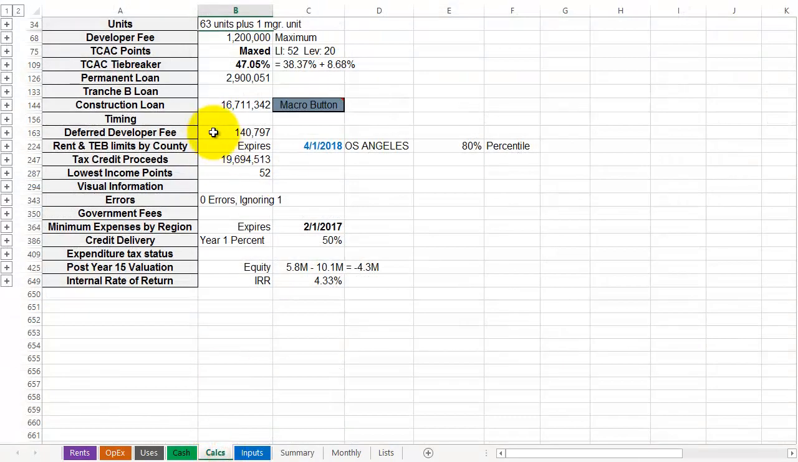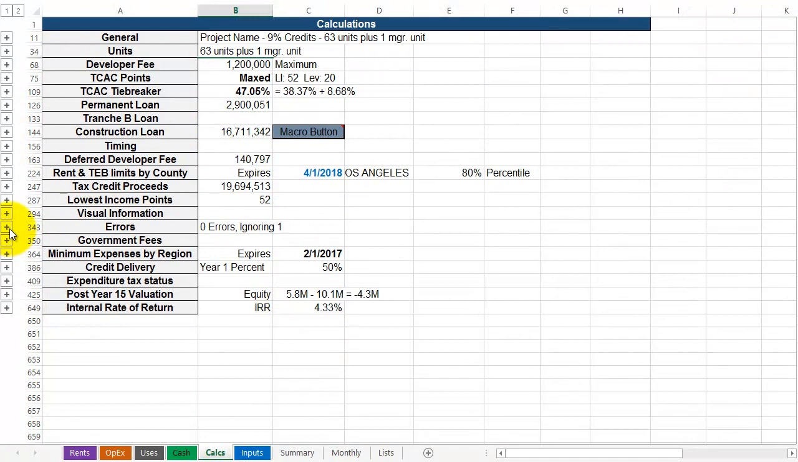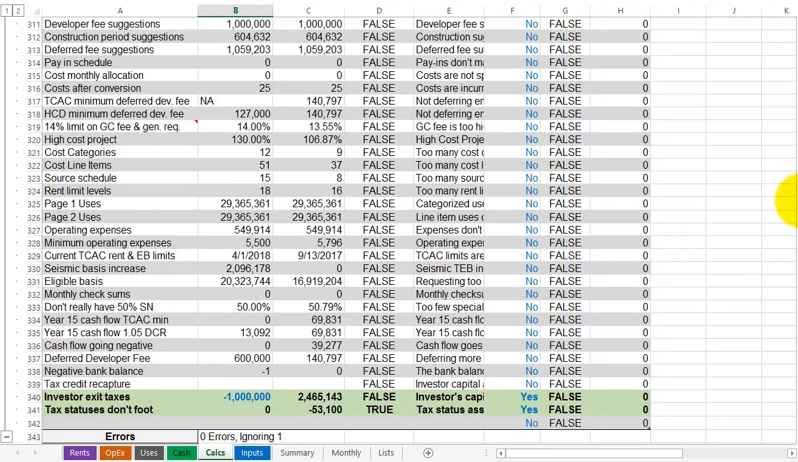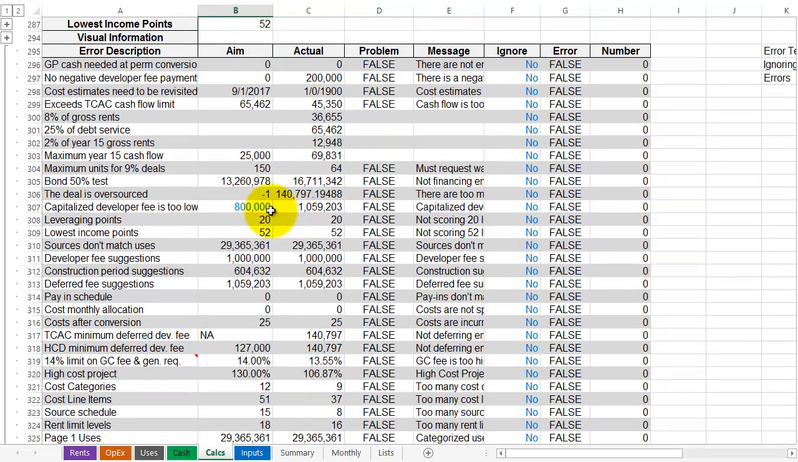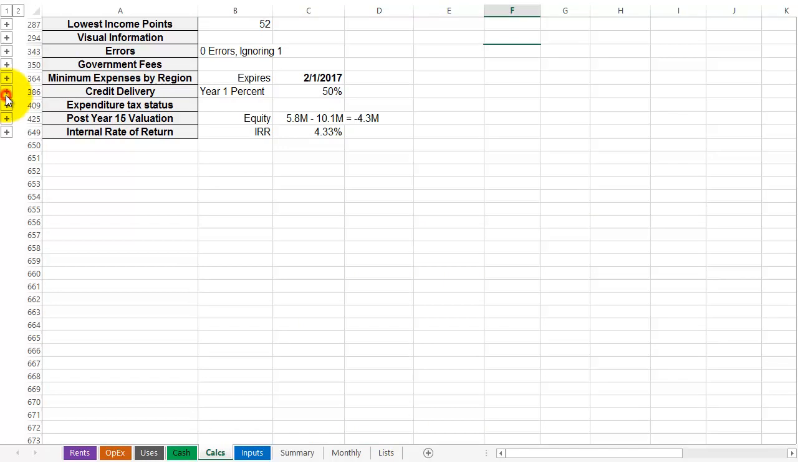Okay. Another nice thing about this is you can do error handling. I have a whole section in my calculations page that's checking for errors. And you can teach it as many errors as you want. And it'll spit out, hey, I have an error. Sometimes the error you don't care about and you just overwrite it. But most of the time you care about it.